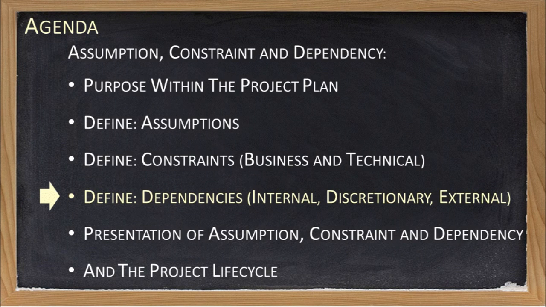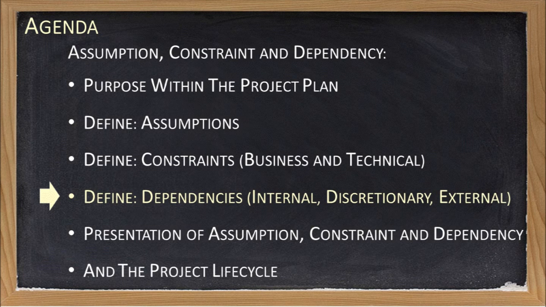Let's now move on to dependencies. There are 3 different categories of dependencies that I want to introduce. The first 2 are internal and discretionary dependencies. These affect our scheduling. The last one is external dependencies, which can affect several different sections within our project plan.